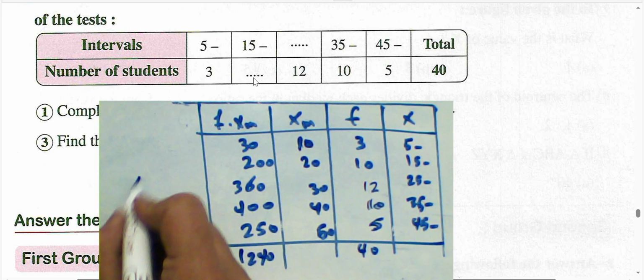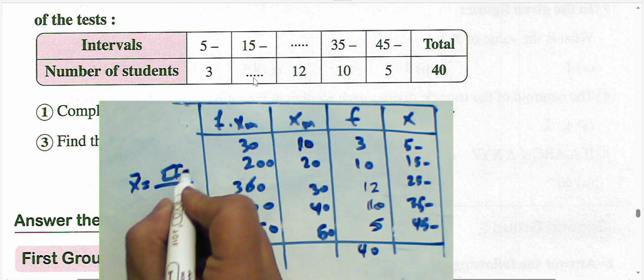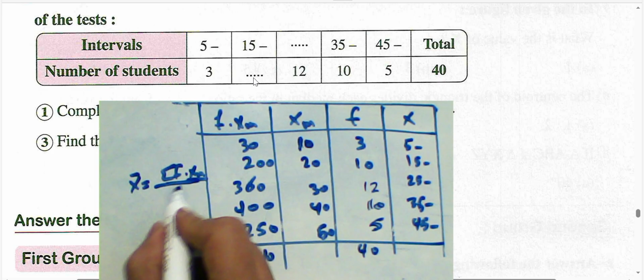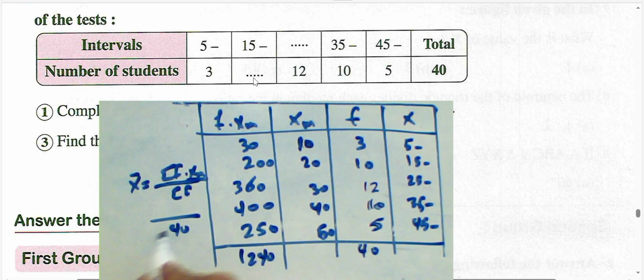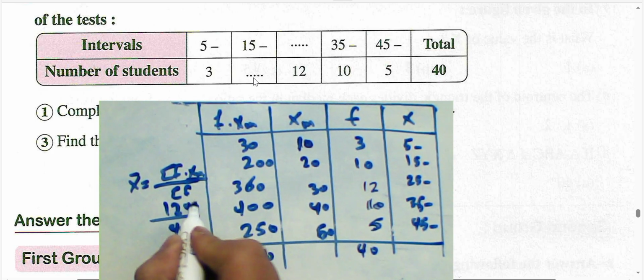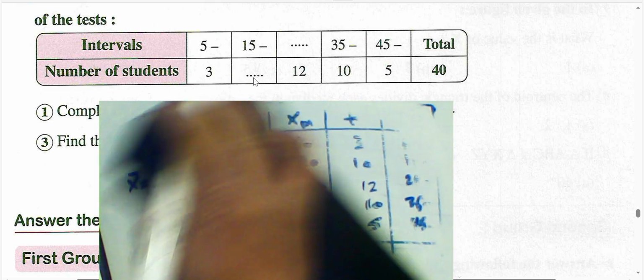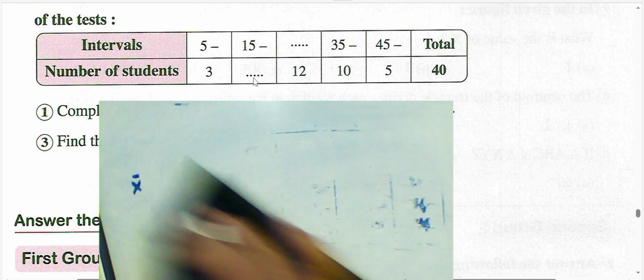Then X bar equals the summation of frequency times the center of each set, divided by the summation of frequency. The result here is 1240 divided by 40. The result will be 31. Then the arithmetic mean is 31. Okay, that's the first question.